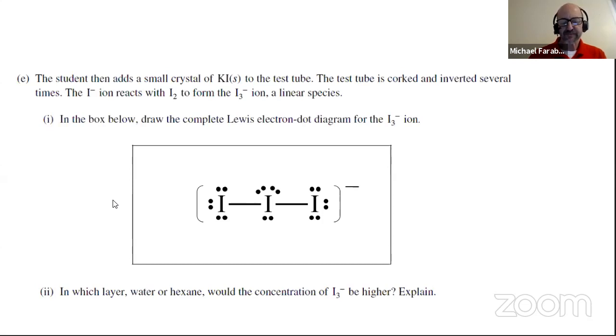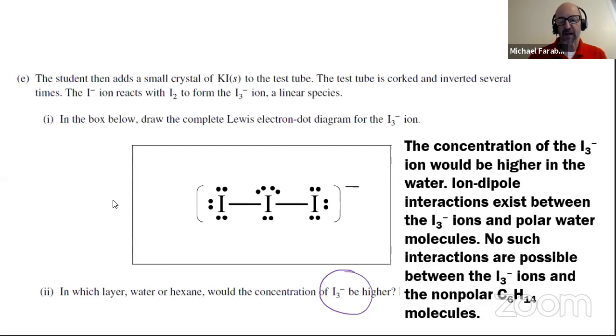Final question. In which layer, the water or the hexane, would the concentration of I3 minus be higher? You may remember learning about London dispersion forces, dipole-dipole forces, and hydrogen bonding. Hopefully, you also learned about what are called ion dipole forces. So we clearly have an ion here. For ion dipole forces, they have to be interacting with a polar molecule.